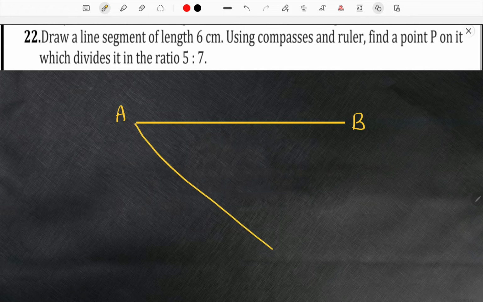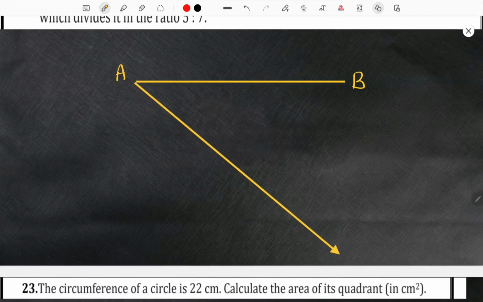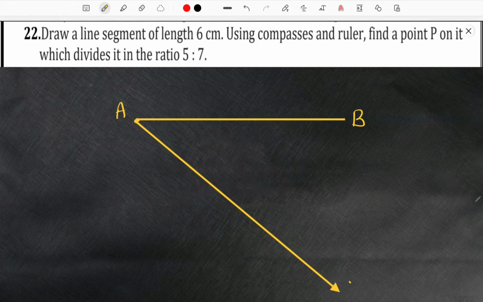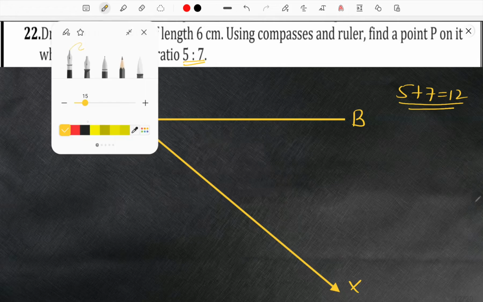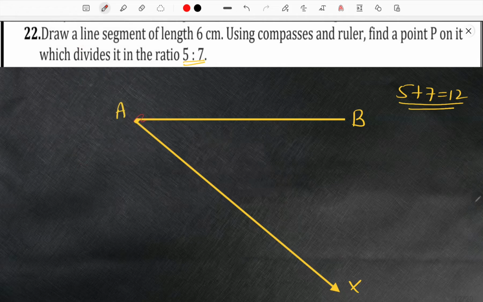Then you have to draw an acute angle like this. Here is the acute angle, let me name this as X. Then 5:7 is there, so 5 plus 7 is equal to 12. You have to make 12 equal parts. Keep the needle of the compass at this point, then cut 12 equal parts: first, second, third, up to the twelfth, and let us name them A1, A2, A3, A4, A5, A6, A7, A8, A9, A10, A11 and A12.